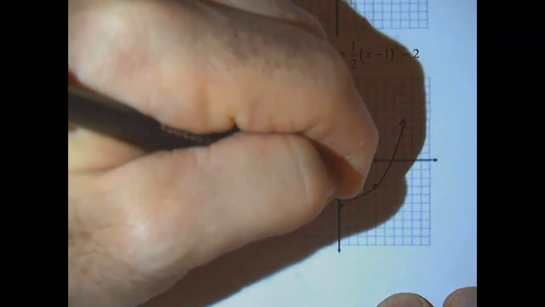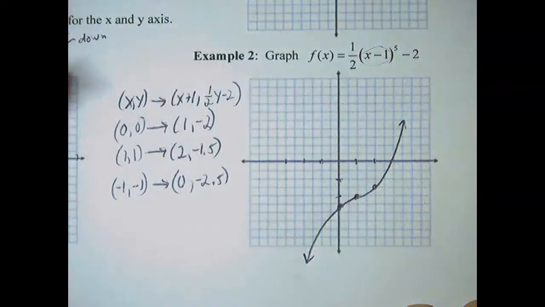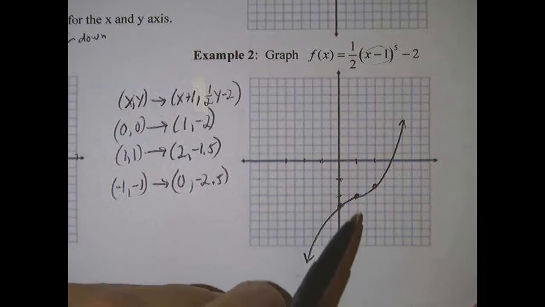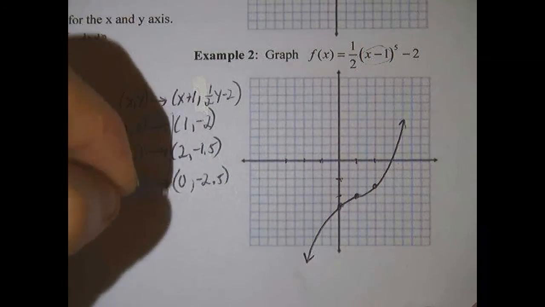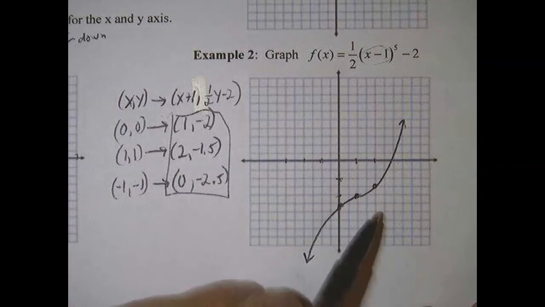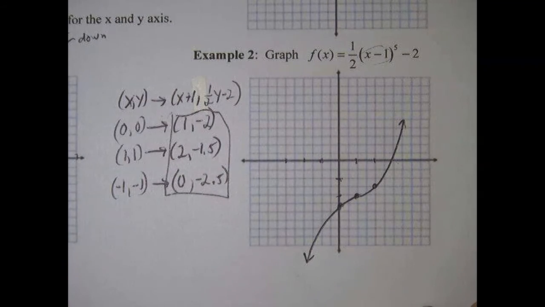Goes a little steeper if you can convey that, and if you can't, really don't have to worry about it. These are our 3 points. They either have to be written off to the side or they have to be written right on the points. And that's power functions. I hope you found this helpful.